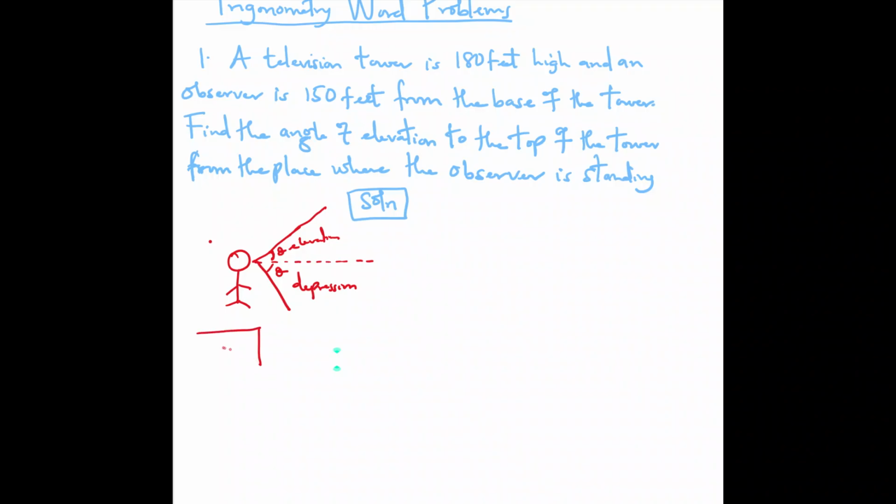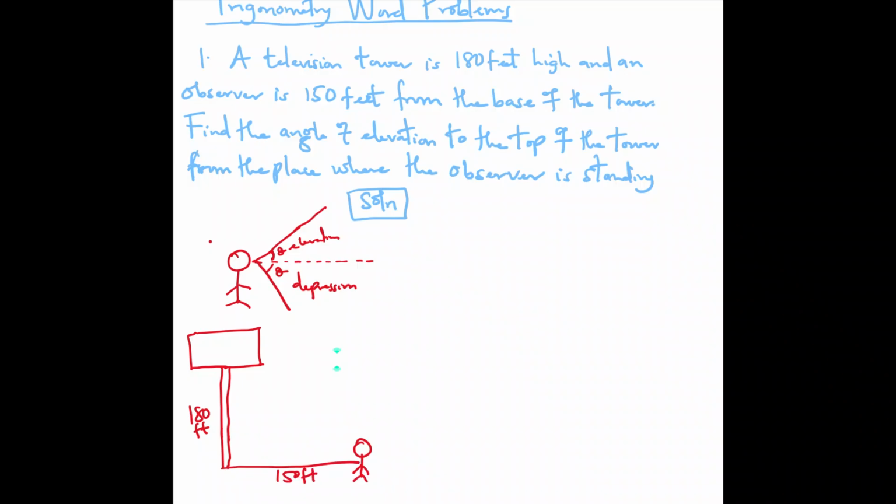So let's assume that this is the television tower. And they said the television tower is 180 feet high. The question says the television tower is 180 feet high and an observer is 150 feet from the base of the tower. So let's say that this is the observer here. It's 150 feet from the base of this tower. So this is 150 feet.